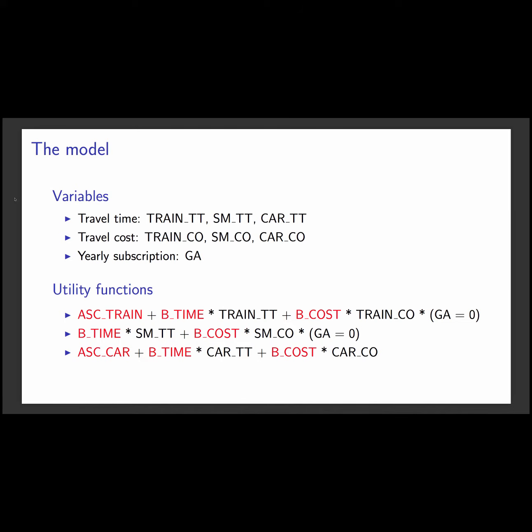And we consider very simple utility functions where the utility of each alternative is simply a linear combination of the two variables, travel time and travel cost. We have also included alternative specific constants for all alternatives except Swissmetro. In the specification that you see here, the parameters in red must be estimated from data. We have 4 of them: ASC train, ASC car, B time, and B cost.